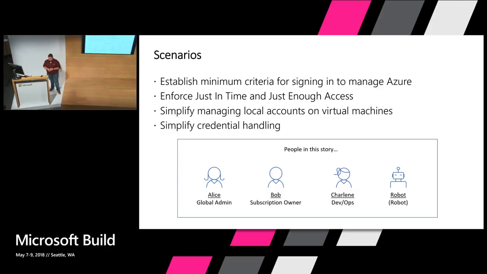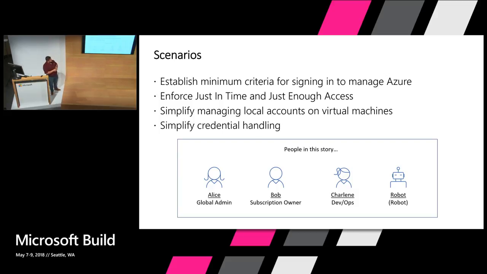We have 4 scenarios. The first one is we're going to show you how to establish a minimum criteria for securing access to Azure. And for that, we're going to jump into the portal with Alice's account. Alice is a global admin, but also IT admin at Conditional AD, which is the company we're going to be working with today. And so we're going to do some policy setting there, and I'll show you in a second. Once we're done with that, we're going to jump over and sign in with Bob. Bob is a subscription owner, and he's also a development engineering manager at Conditional AD.